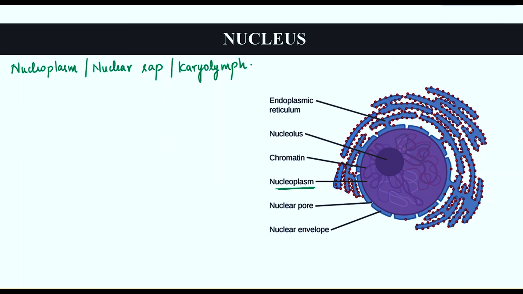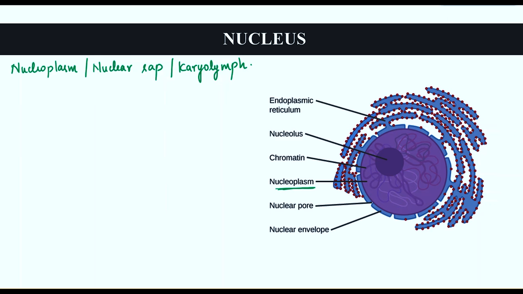So what is meant by colloidal ground? Something like a sticky substance. If you take aloe vera gel, it is a little bit sticky. That is called colloidal. So it has a colloidal ground, in which the chromatin fibers are present.